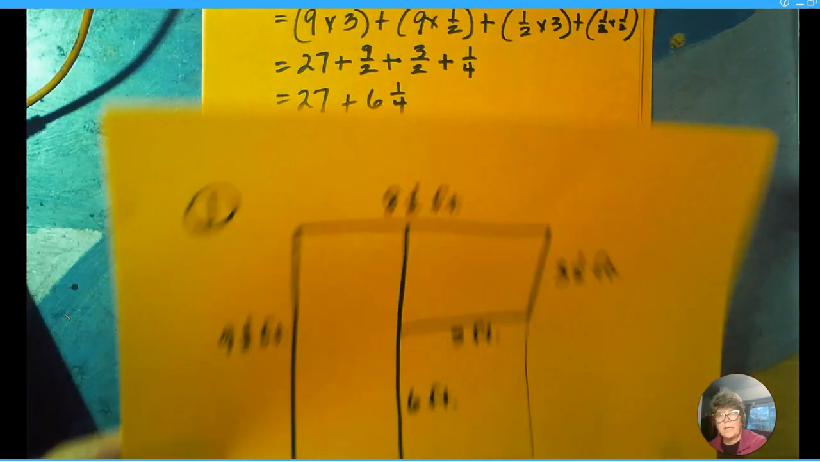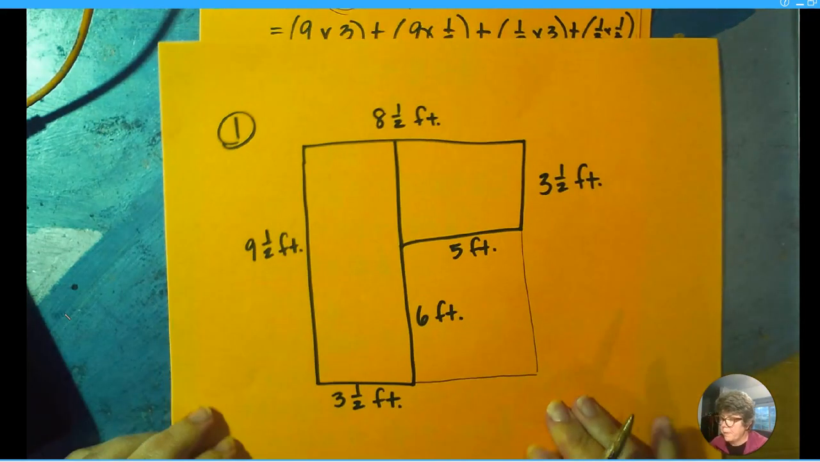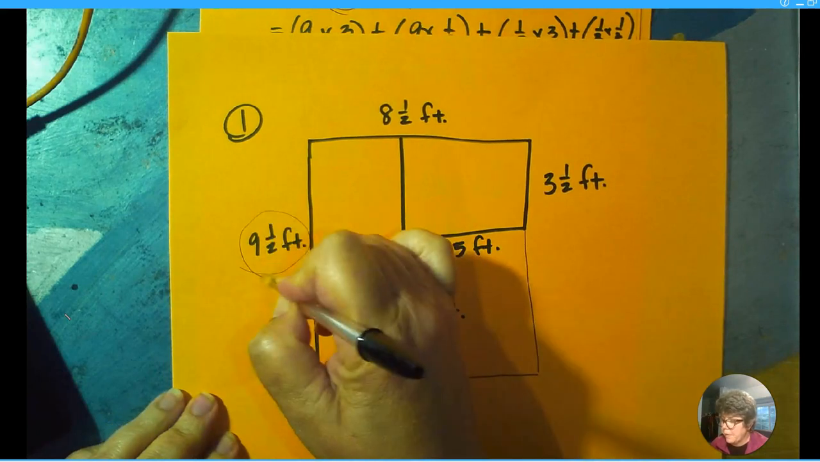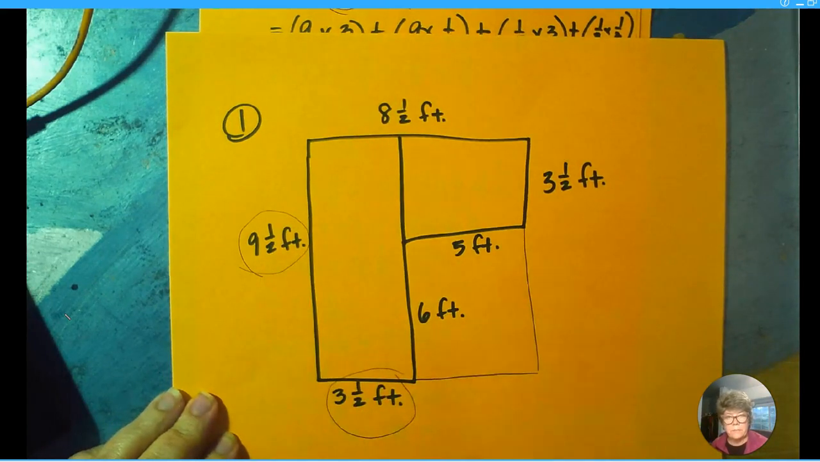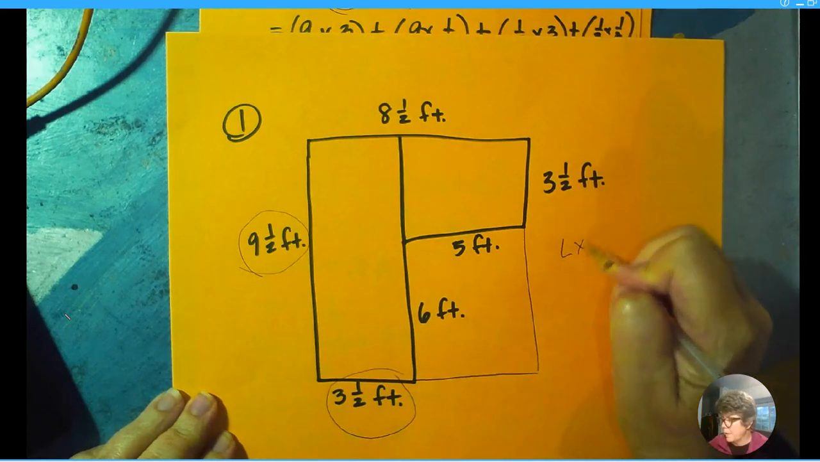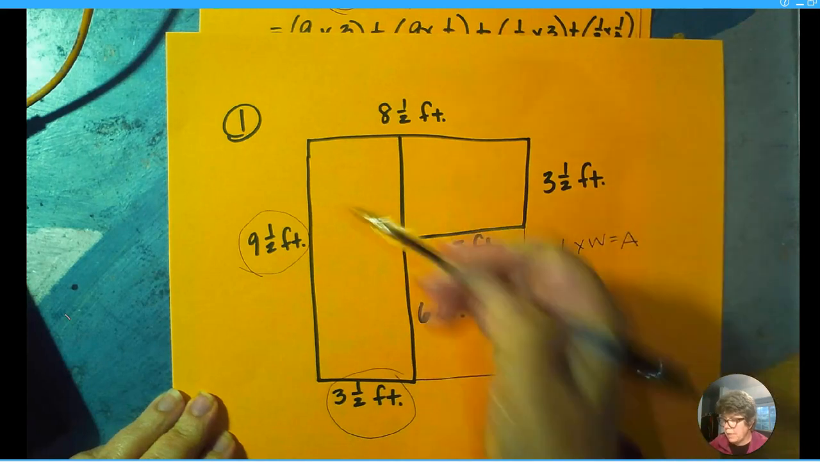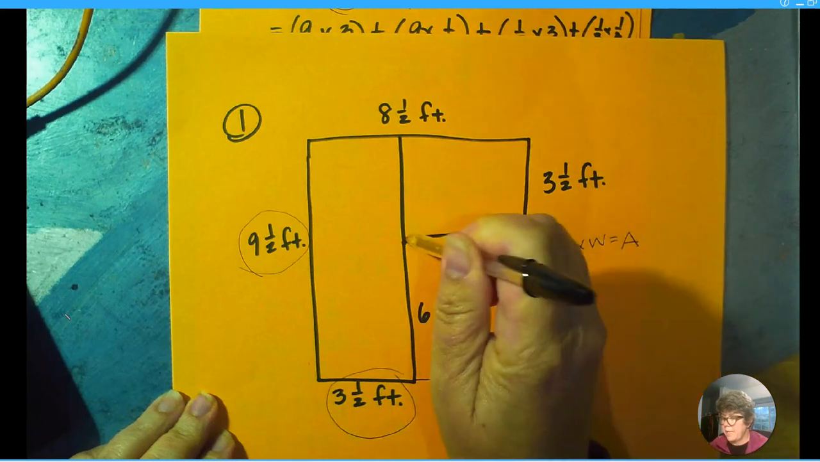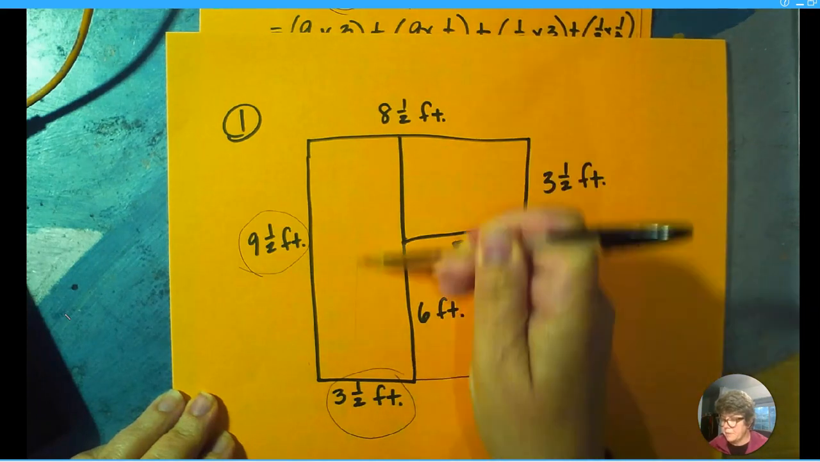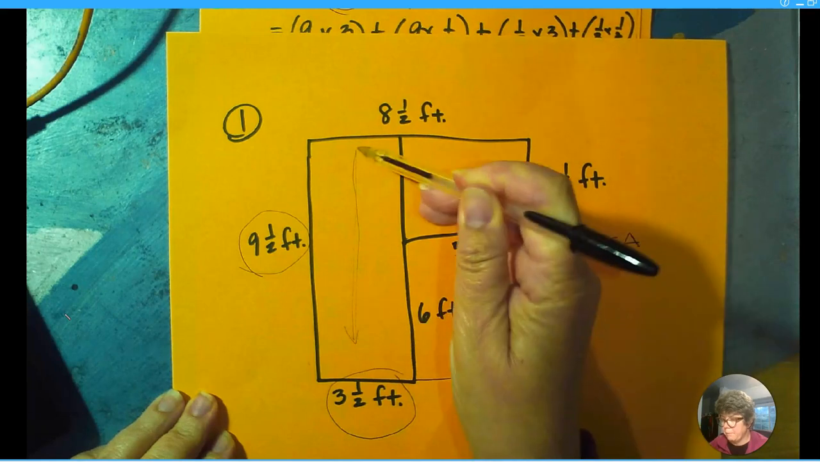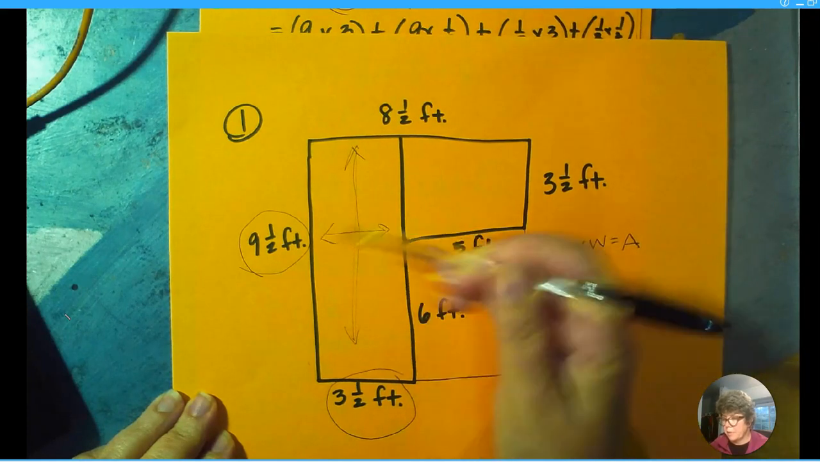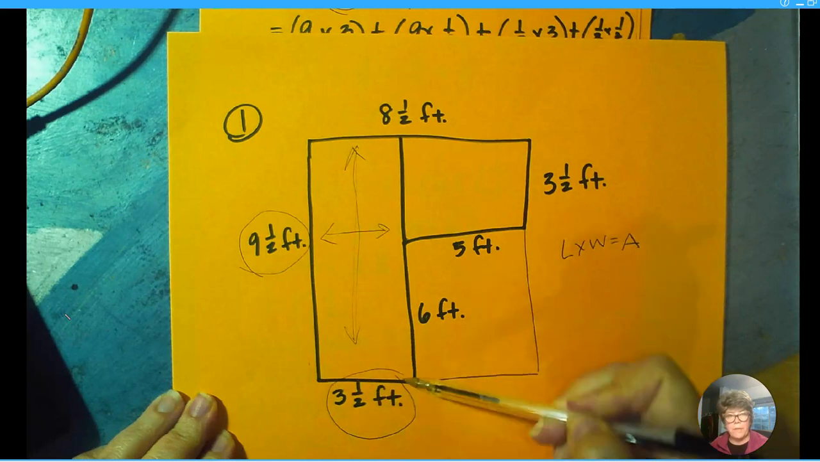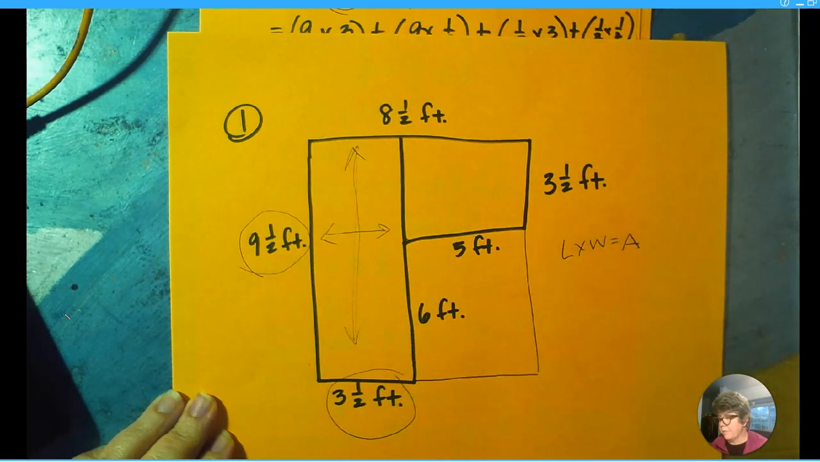So where did that 9.5 and 3.5 come from? That would be here and here, right? Remember, length times width equals area. So we just need one length and one width because it's a rectangle. So this length is the same, right? Our opposite lengths are the same. Yes? So 9.5, 9.5, 3.5, 3.5. 9.5 times 3.5 is going to be the area of that section.